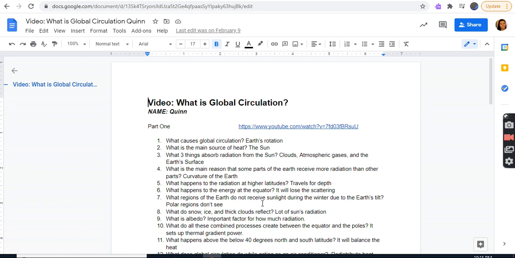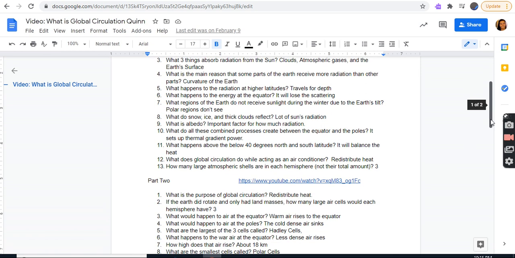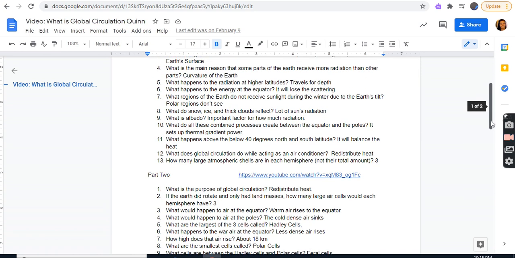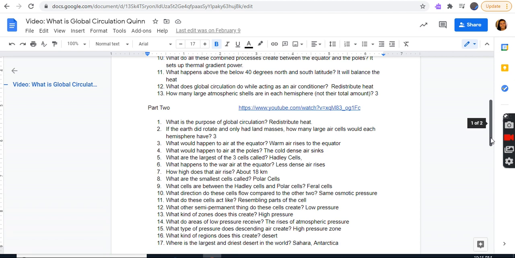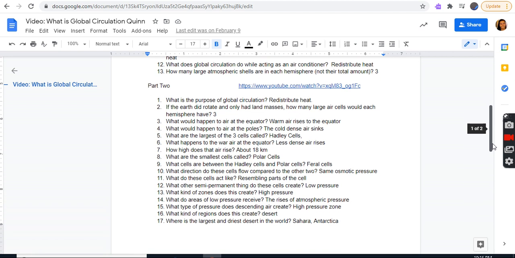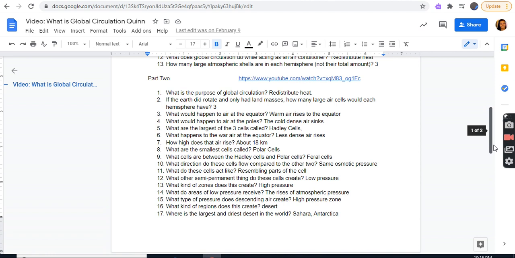What regions of the Earth do not receive sunlight during the winter due to the Earth's tilt? Polar regions don't see a lot of sun radiation. Important factor of how much radiation. It sets up thermal gradient power. It will balance the heat. We distribute heat, not the total amount. Redistribute heat.